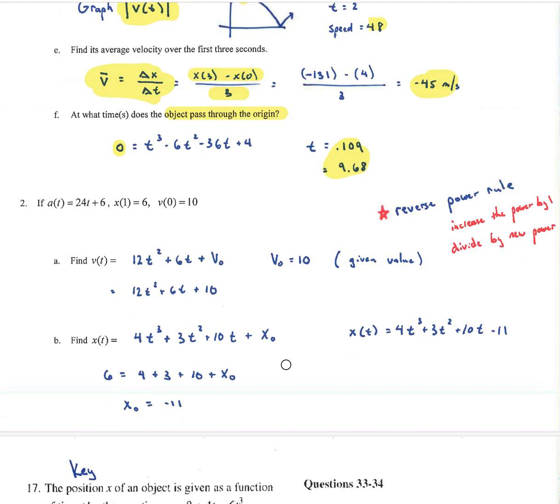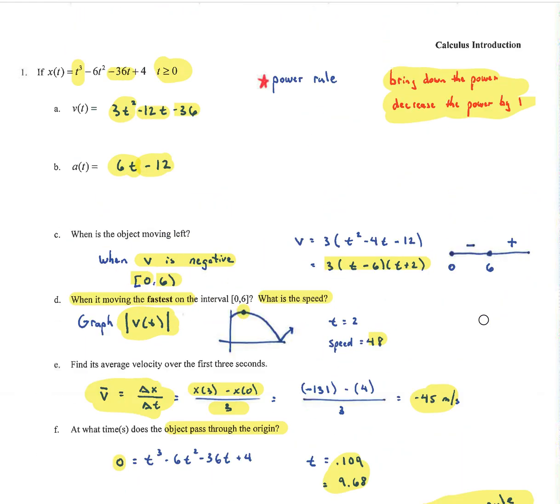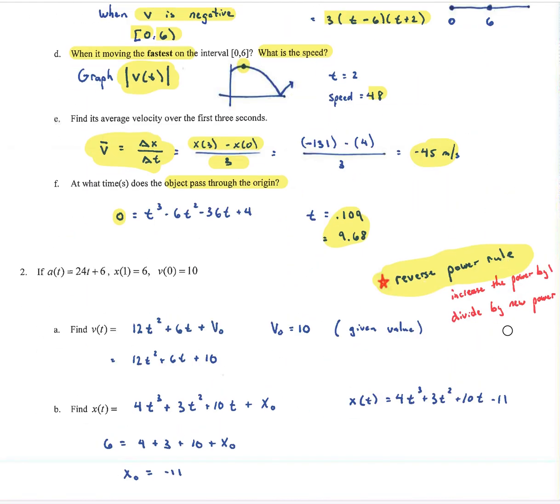All right, now we're going to do the reverse. Again, this is like the reverse power rule, right? This is what we call antiderivatives or integrals. Now we need to increase the power by 1 and divide by the new power, which again is the exact opposite of bringing down the power and decreasing. We were multiplying and decreasing, and now we're dividing and increasing.